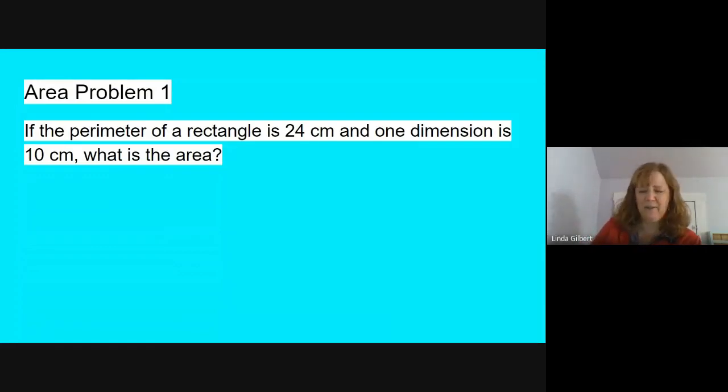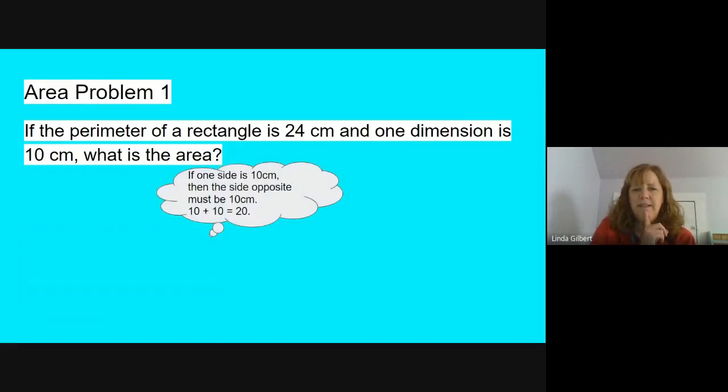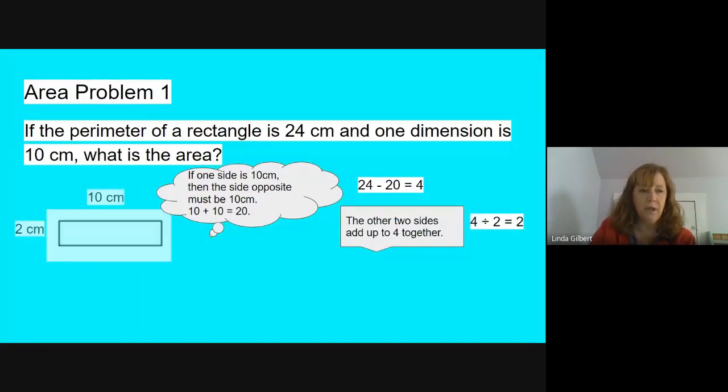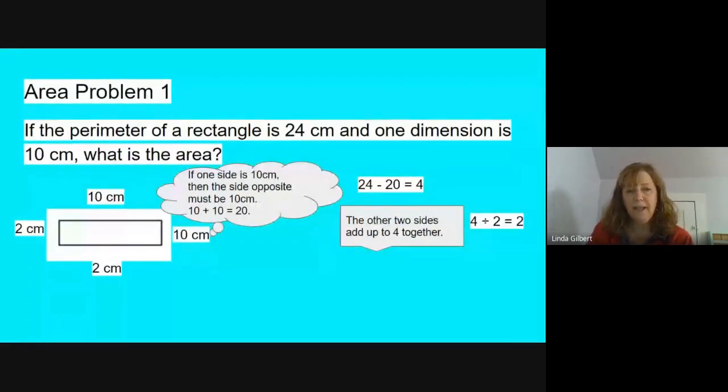Okay, so this is how I solved it. I thought to myself, if one side is 10 centimeters, then this opposite side across from it must also be 10 centimeters. So those two sides together equal 20 centimeters, which is most of the rectangle. In fact, there are only 4 centimeters left. The other two sides have to add up to 4 altogether, so the other sides are each 2. So I see the rectangle would look like that.